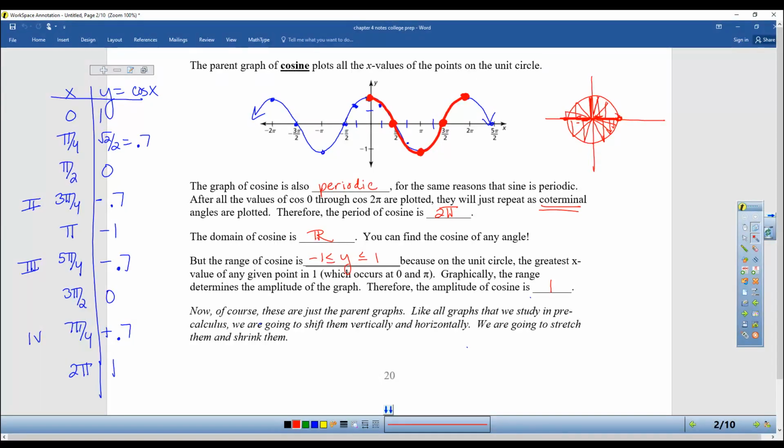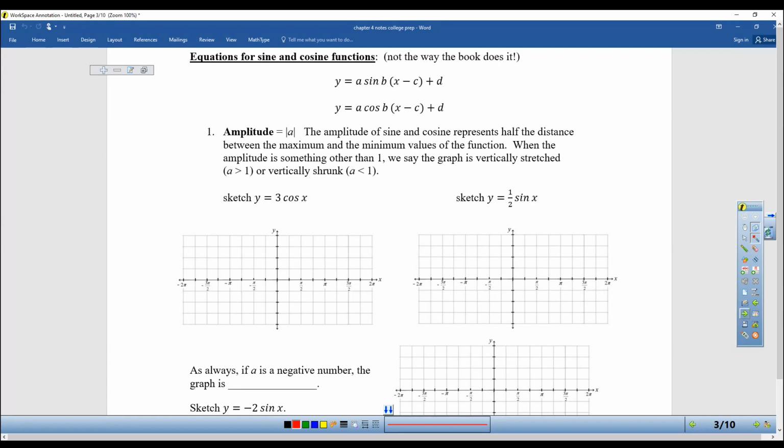So these are the parent graphs. If you're in CP, you definitely are going to want to put these parent graphs and mark one period on your appendix. If you're in honors, then you should memorize them. What are we going to do now? We're going to stretch, shrink, shift. So I will just warn you right now that I do not do it the same way that the book does it. I do it slightly differently because it allows us to keep the same patterns that we've always used.